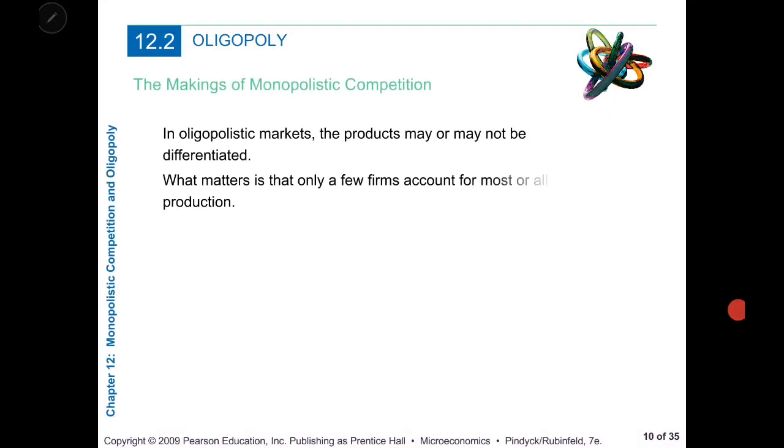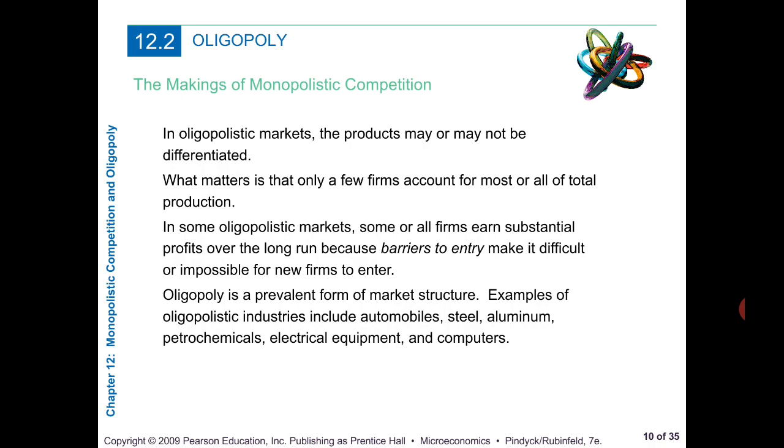So oligopoly is a characteristic in terms of product. Product can be either homogeneous or differentiated. So you can take both types of product.